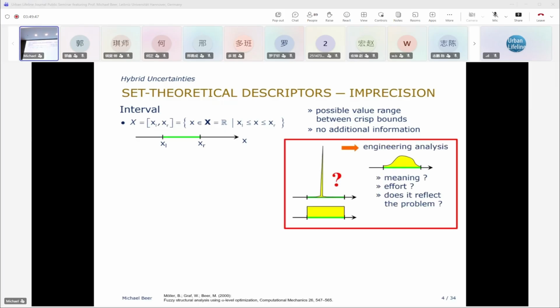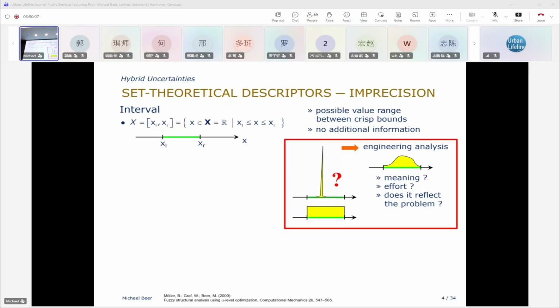Okay, so what people sometimes do is they say, okay, if we have an interval, we assign a uniform distribution based on the maximum entropy principle. This sounds reasonable at first shot. However, be careful. Each theorem has a background.